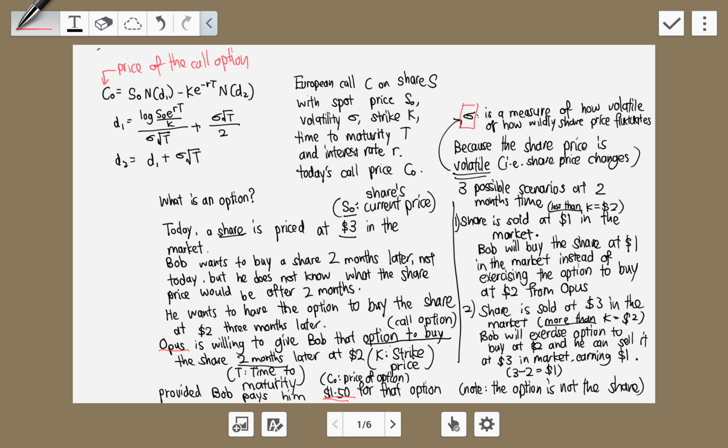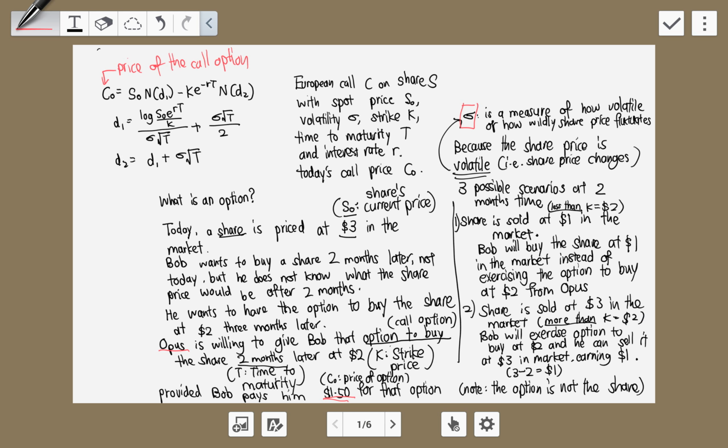In order to break even, that means to make the price of the option worth it, the share price at 2 months' time should be at least $3.50. If it's $3.50 and he is able to buy using the option at $2, then he gained $1.50, which is just enough to pay back the price of the option.